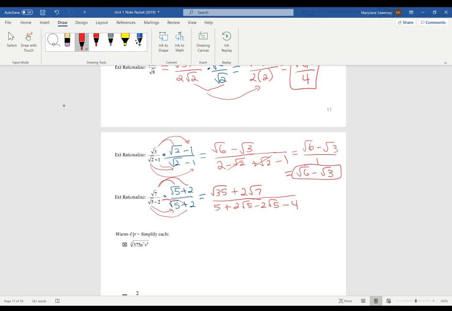So again, notice the whole point of doing that is in the denominator to get rid of the radicals. So on the top, we've got a radical 35 plus 2 radical 7. Over on the bottom, again, we get 1. You will not always get 1, but, and so then that would just be this.